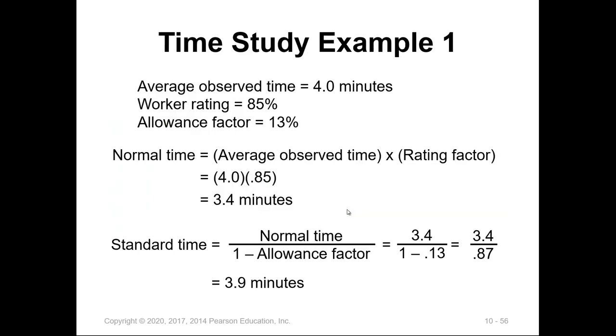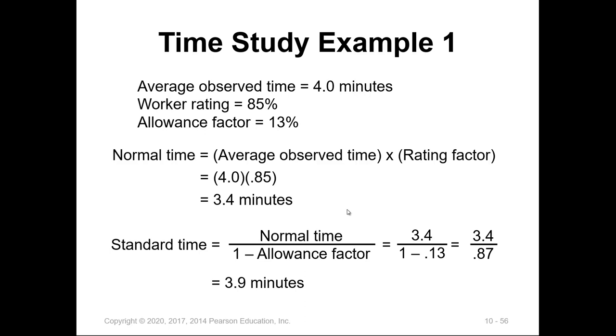The example in this slide is for a time study, and we need to calculate the normal and standard time given the average observed time as 4 minutes, the worker rating of 85%, and allowance factor of 13%. And see, this is what I was talking about, it depends on the company. Some companies do not go with the range of 4 to 7%. They can increase that factor to give their employees more allowance to do the personal stuff or for the delays from parts.